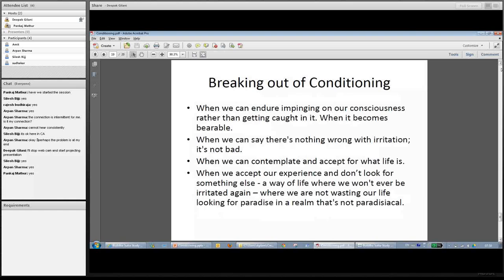And we can also describe breaking out of conditioning as being able to endure the sense impinging on our consciousness rather than getting caught in it. We can say that probably now we are more able to bear it rather than doing an immediate reaction, and rather than saying that it's something bad. In much simpler terms, we can say that we accept the way life is, rather than trying to say that this is not something good for me and this is something I want to change.